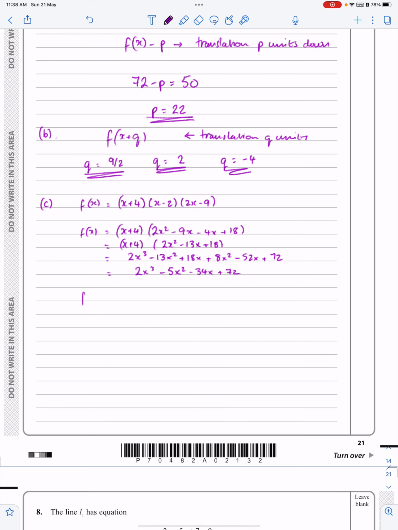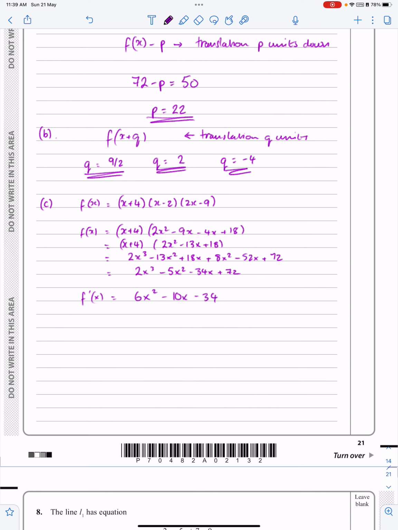So now I've done that, f dash x is just differentiating that. Multiply by the power, take one off the power. Multiply by the power, take one off the power. And just the 34 in there. So that's f dash x.